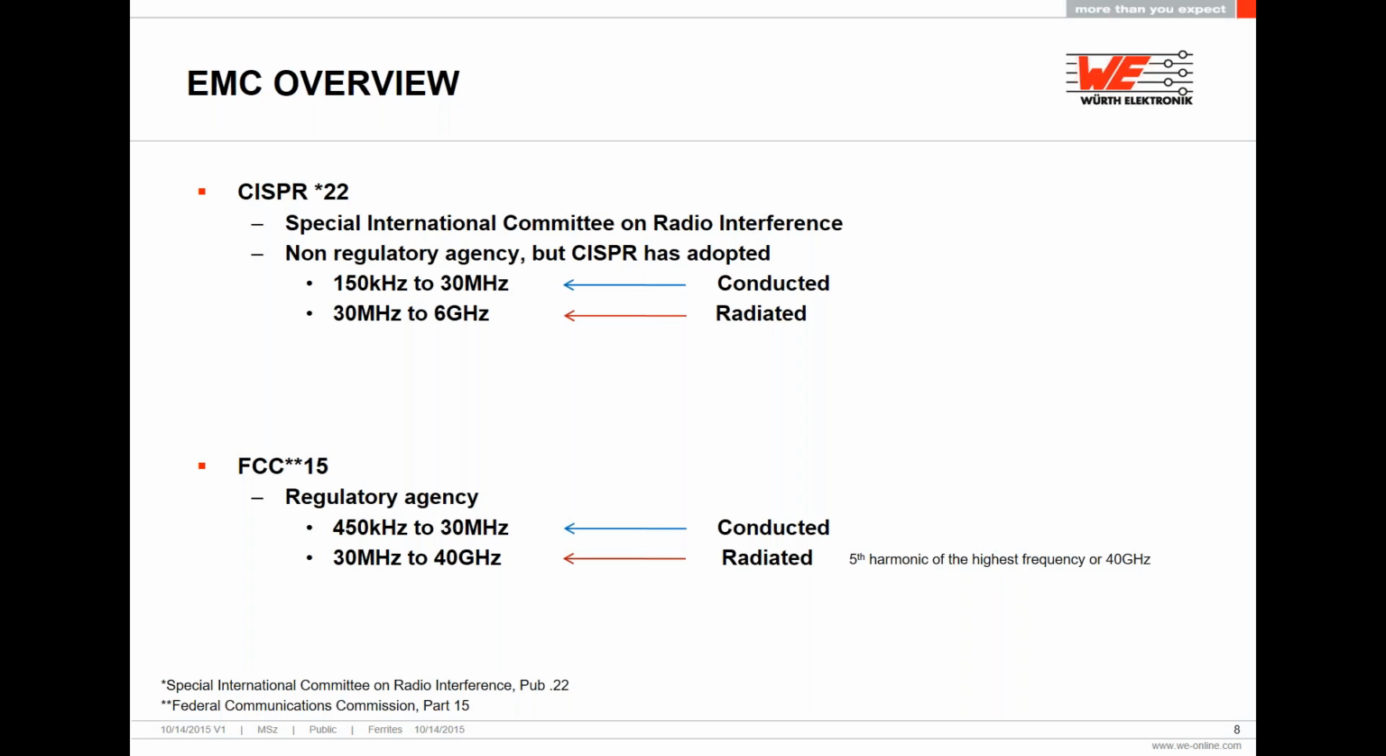It tests for conducted noise at 450 kilohertz to 30 megahertz, and it also tests for radiated noise at 30 megahertz to either 40 gigahertz or the fifth harmonic of the highest frequency of your circuit. Anything above 10 megahertz is where you should start considering that there is a common mode noise issue. The chances are higher that it is common mode noise above 10 megahertz, but of course this is not a guarantee. It is possible to have differential noise above 10 megahertz, but this does not happen very often.